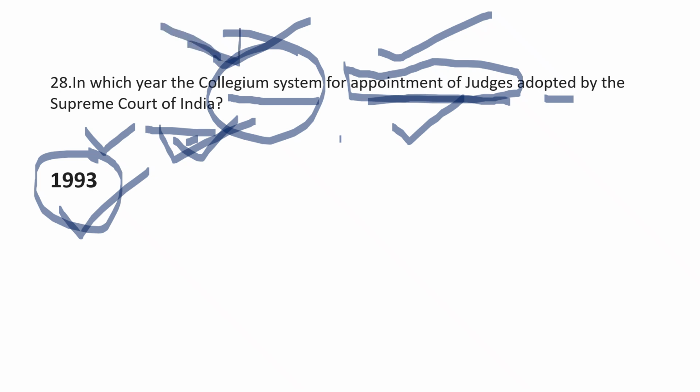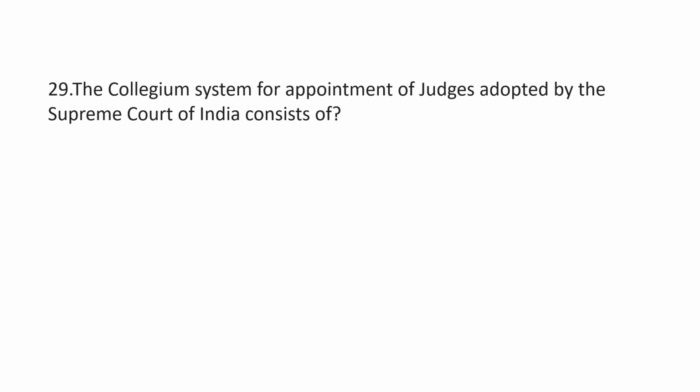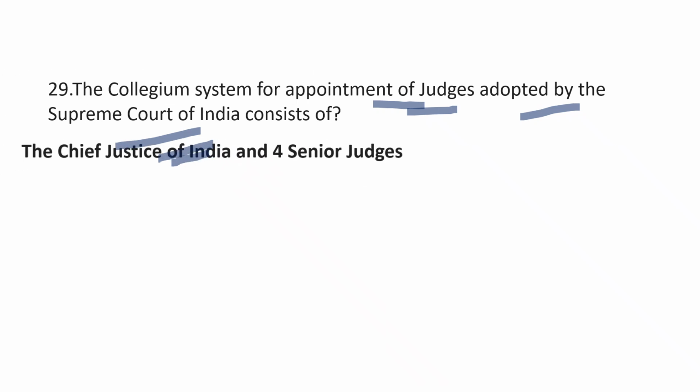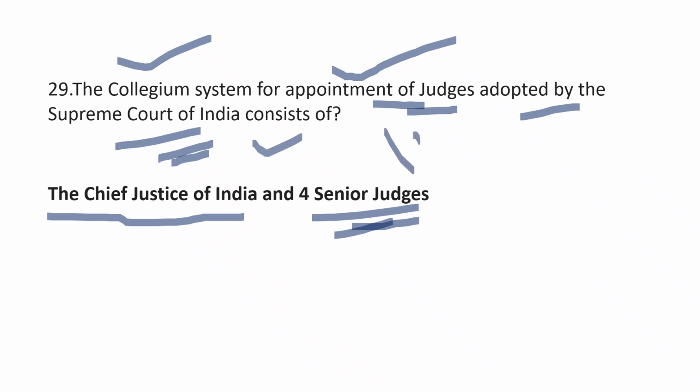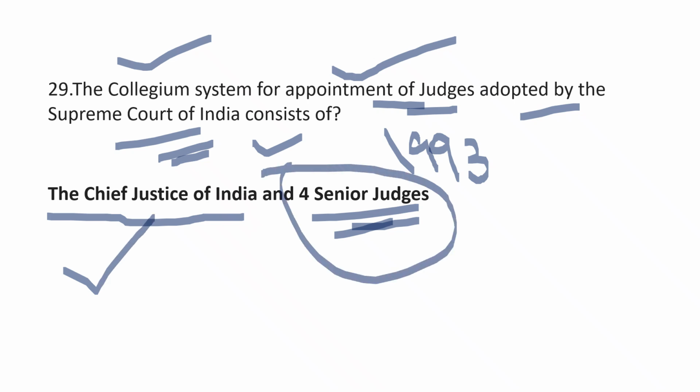Next question. The collegium system for the appointment of the judges adopted by the Supreme Court of India consists of how many judges? The answer is the Chief Justice of India and 4 senior judges. The collegium system, adopted in the year 1993, consists of the Chief Justice of India and 4 other senior judges.